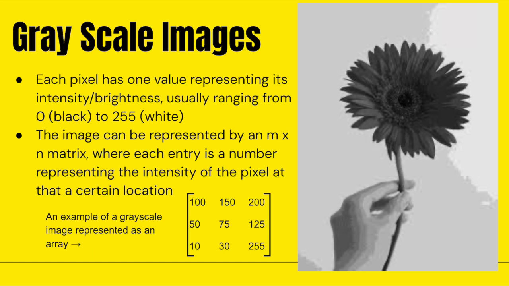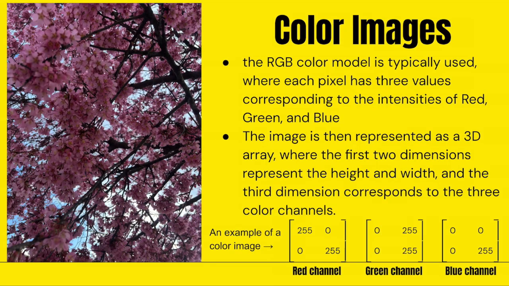Let's say the image is m by n pixels, m representing rows and height, and n representing columns and width. This image can be represented by an m by n matrix where each entry is a number representing the intensity of the pixel at that location. For example, the matrix you see on your screen is an example of a grayscale image, where each element represents the intensity of a pixel.